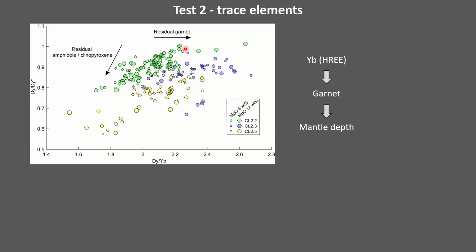So if we melt the deeper portion of the mantle, the garnet is stable and the ytterbium will be retained in the garnet, and this ratio here will therefore increase. Otherwise, if we melt the shallower portion of the mantle, the garnet is not stable, the ytterbium is free to go into the melt, and this ratio will decrease. So based on this observation, we suggest a deeper melting column for the upper strata with respect to the rest of Afar.